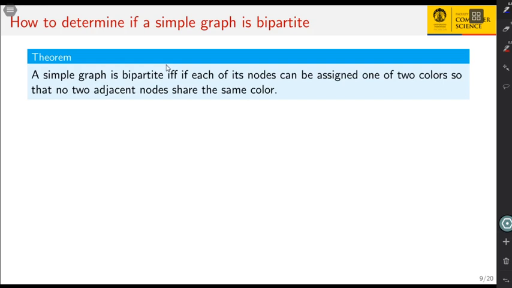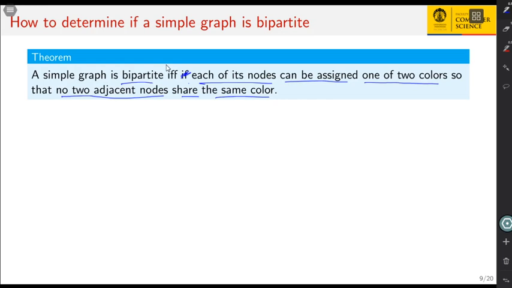A simple graph, undirected graph I should say, is bipartite if and only if each of its nodes can be assigned one of two colors so that no two adjacent nodes share the same color. This is actually our idea when we solved our previous exercise. We start with a node and assign it red, then assign its neighbors green, and then assign the next neighbors red, and then you take turns alternately.